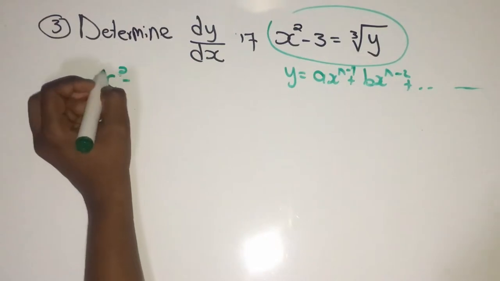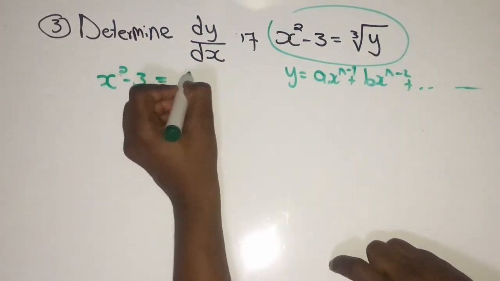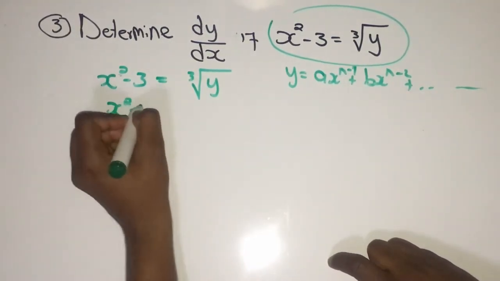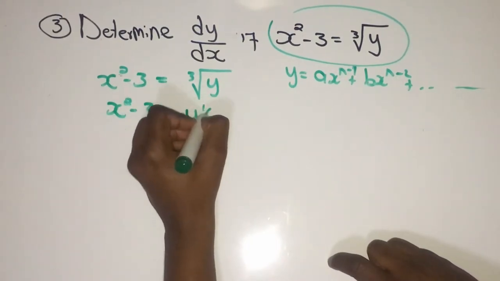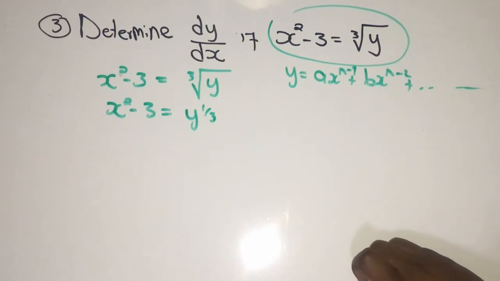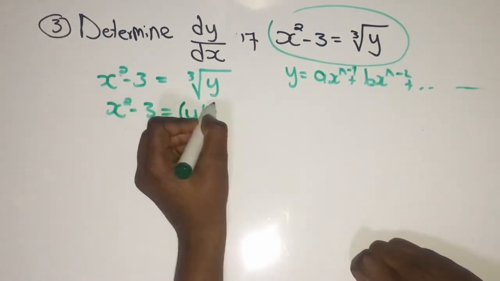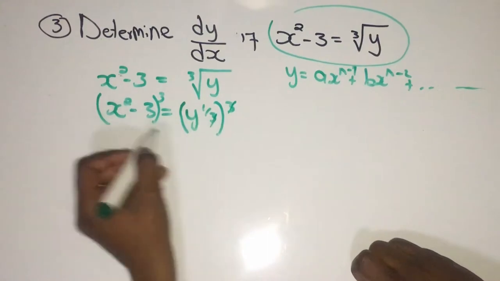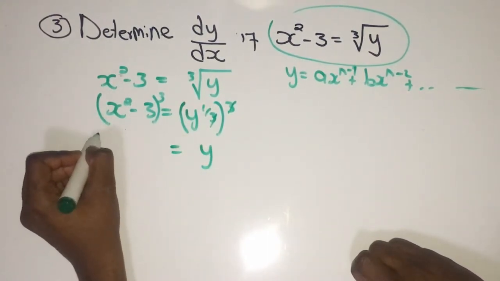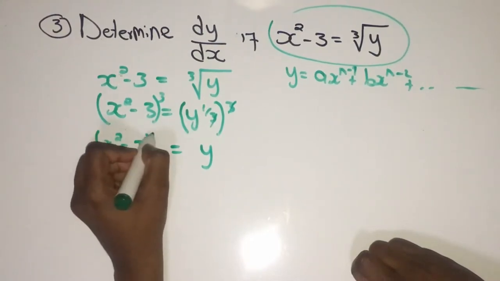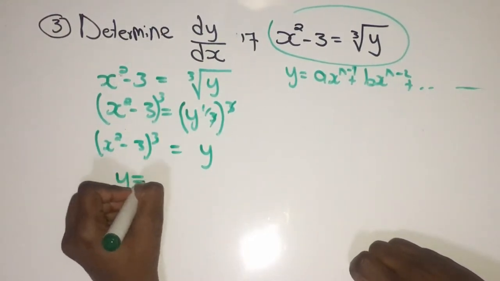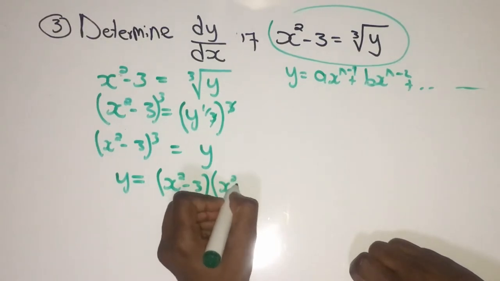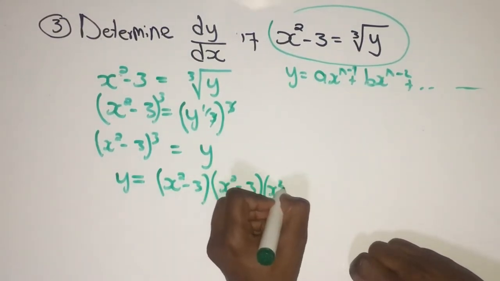So I'm rewriting this: x squared minus 3 is equal to the cube root of y. So x squared minus 3 is equal to y to the 1 over 3. Okay, to get rid of this 1 over 3, we raise everything to the power of 3, so that the 3 cancels and we're left with y equal to x squared minus 3 to the power of 3. That is x squared minus 3 multiplied by x squared minus 3 multiplied by x squared minus 3.